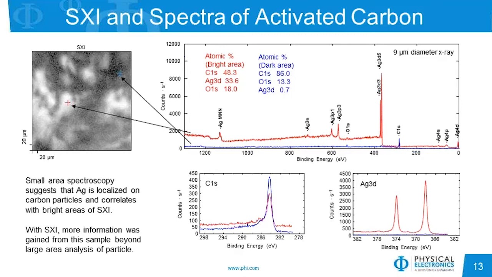And we also see in high resolution scans between the red and the blue curves the difference in carbon and silver content. And so with this small area spectroscopy, it is suggested that the silver is localized on the carbon particles and actually correlates with the bright areas of the SXI. And so with the aid of the SXI, we are able to extract more information than we necessarily could from a large area analysis alone, but again, we had the option to do both if we wanted to.